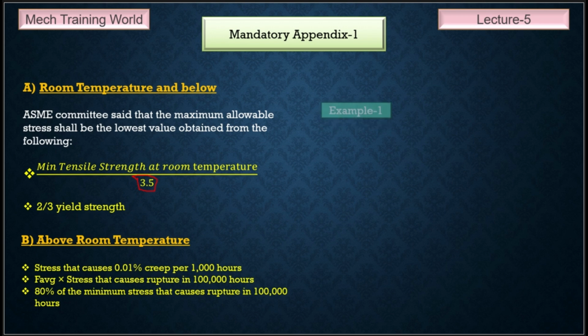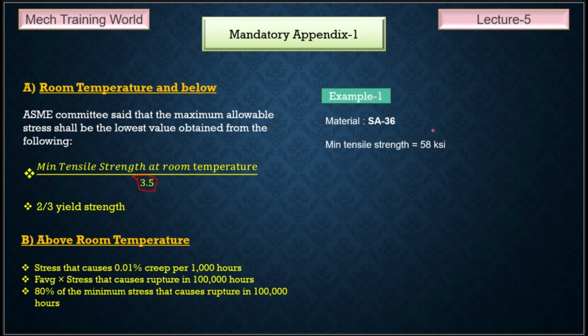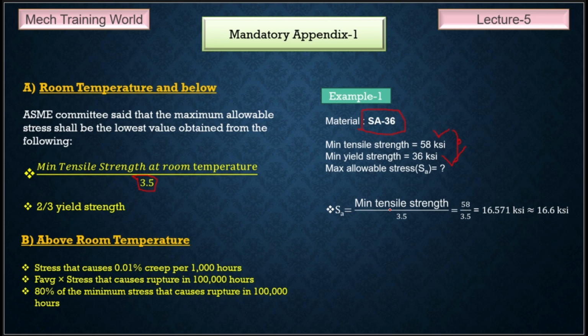So let's take an example. I'm taking SA36 as an example, which has a minimum tensile strength of 58 KSI and a minimum yield strength of 36 KSI. What is the maximum allowable stress for this SA36, guys, at room temperature? These values are generally at room temperature. The first condition is minimum tensile strength divided by 3.5. So 58 divided by 3.5 gives you 16.571 KSI. The next condition is two-thirds of yield strength. Our yield strength is 36 KSI, so if you work it out, you will get 24 KSI, guys.